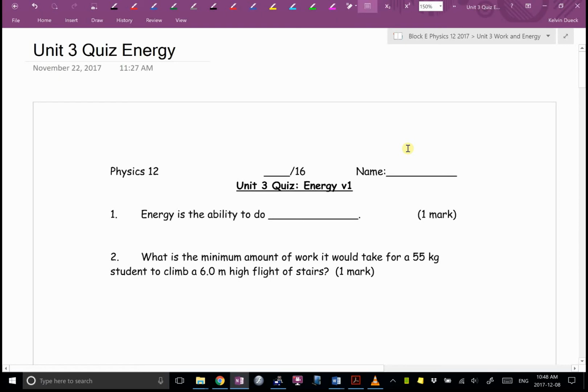You ready? Energy is the ability to do what? Work. Good.